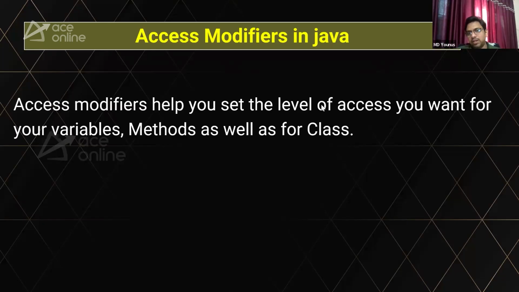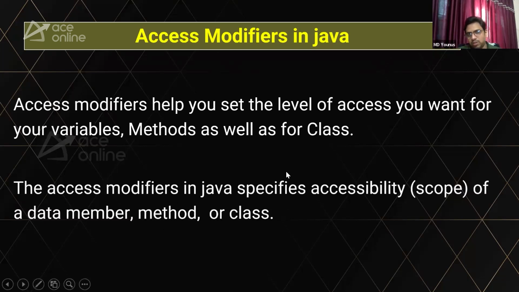Basically, it sets the level of access. As the name says, access modifiers decide the access for your classes, methods, and variables. The access modifiers in Java specify the access visibility, I mean the scope, of the data members, methods, and classes. Whether the classes are visible or not, whether the methods are accessible or not, whether you can access the data members or not, will be decided by the access modifiers.